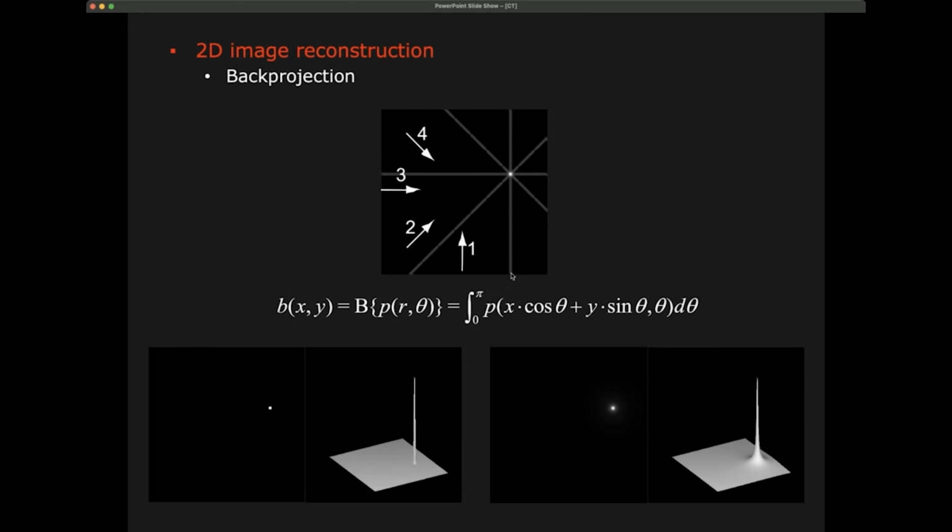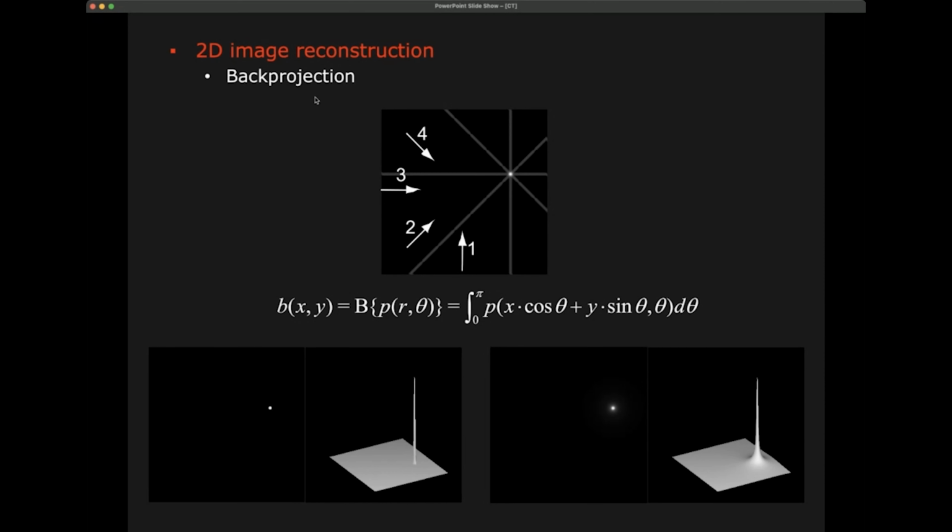And so we say that, okay, somewhere in this line there is an object, so let's distribute the value that we measured over this whole line. And we do that for all directions. So here in this direction 2, we measured the bright spot here. Since we measured the angle at which we did the projection, we know that it has to be on this line. So let's smear it out.